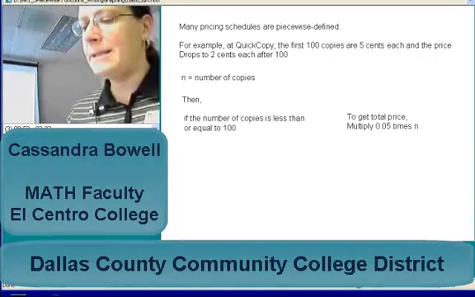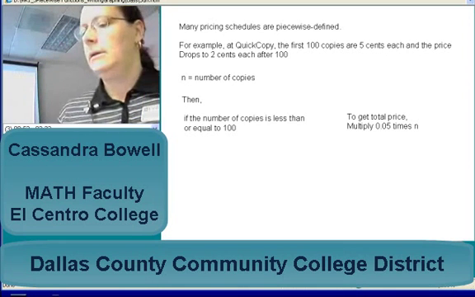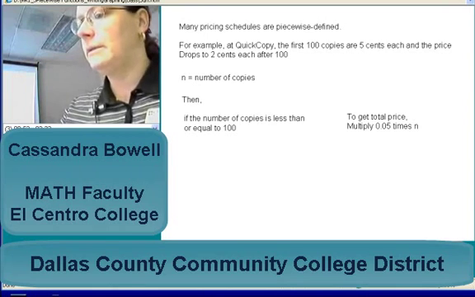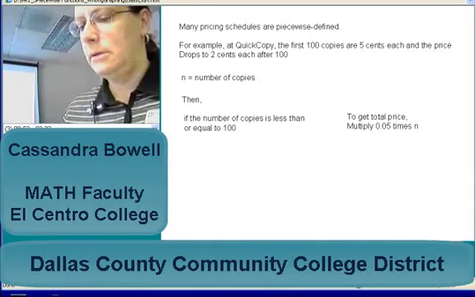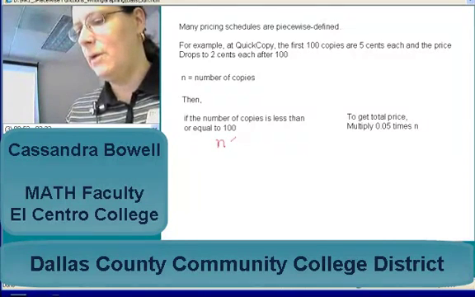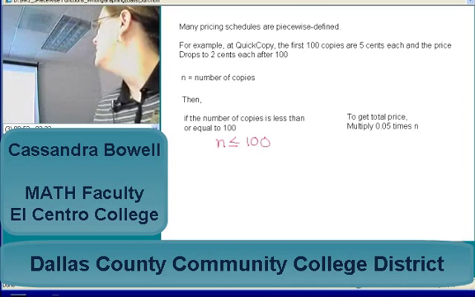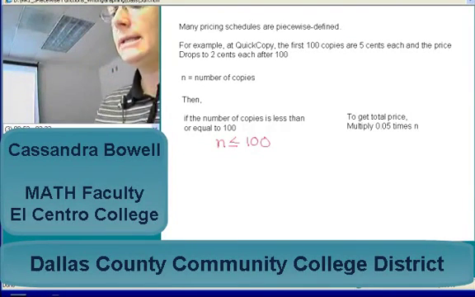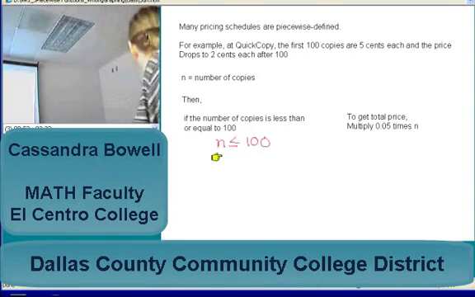If the number of copies is less than or equal to 100, what's a way to write that symbolically, if I let n be the number of copies? Well, just right now, that's a way to write what I wrote here in words. The number of copies is less than or equal to 100. That's n less than or equal to 100. Would you agree?